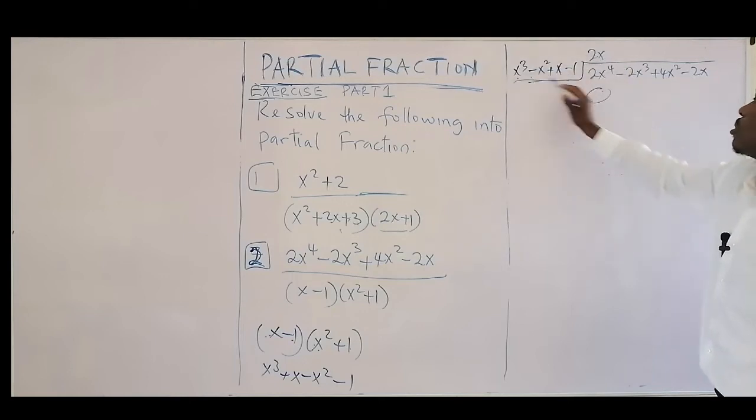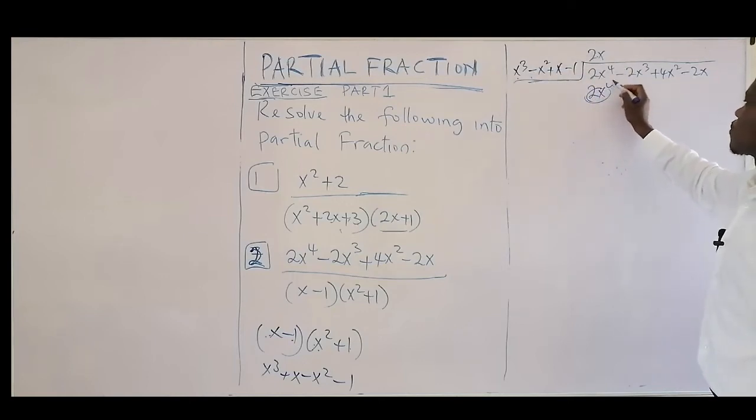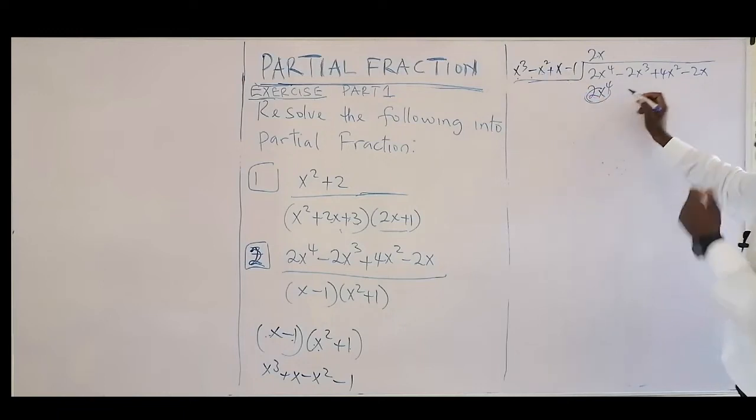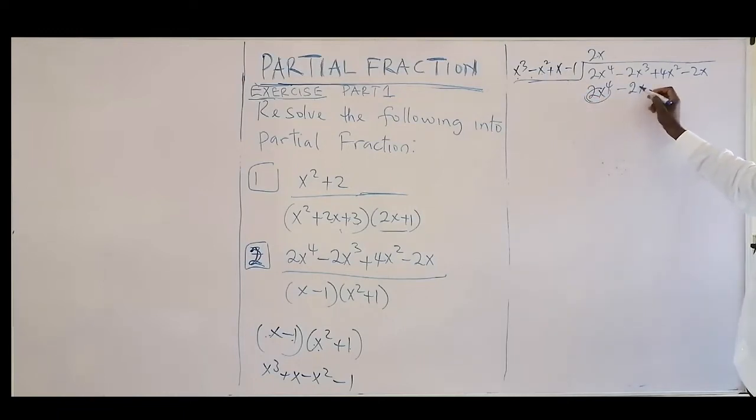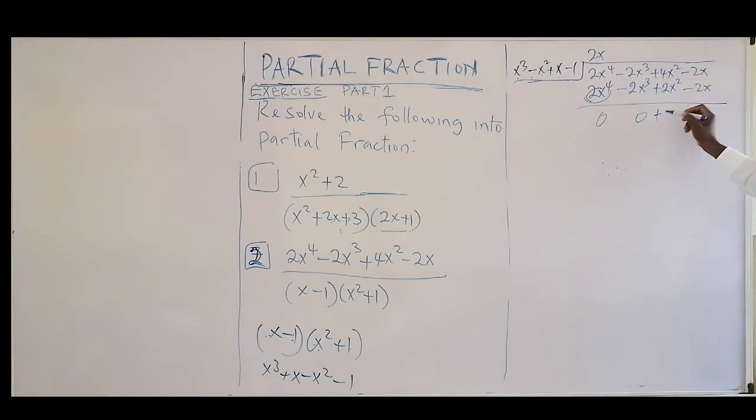Okay, so this one times this one, that's 2x^4. This one times this one, that will be minus 2x^3. This one times this one, that's plus 2x^2, and then minus 2x. Can you subtract? This is 0, this is 0. This one minus this, that's a plus 2x^2, then minus 0. So we can continue because what's left here is of lower power than the divisor.